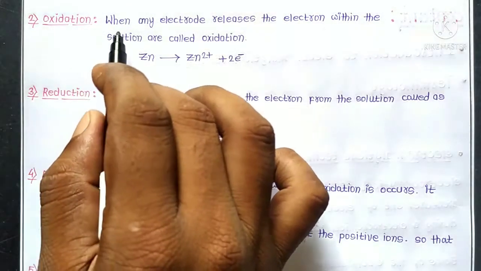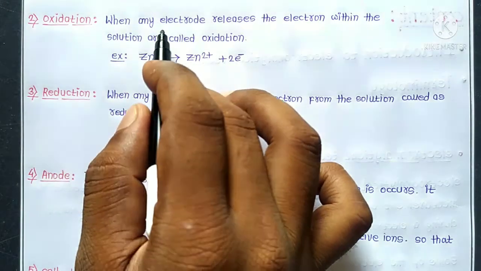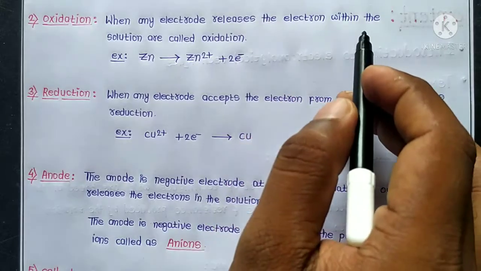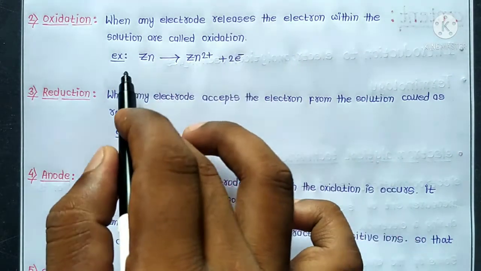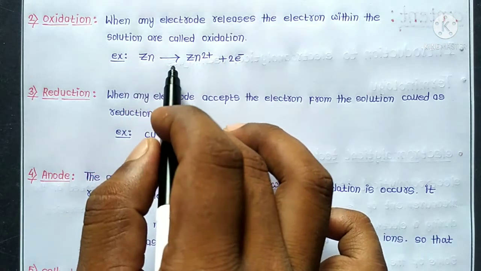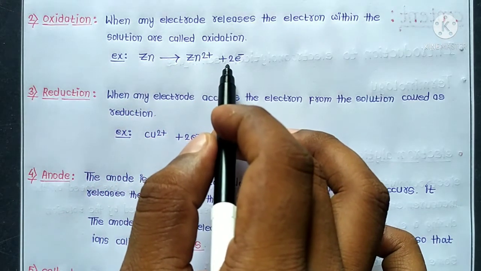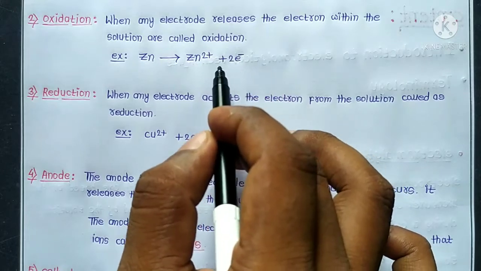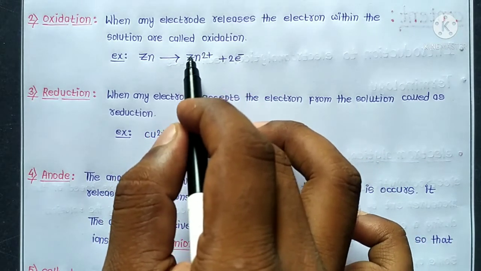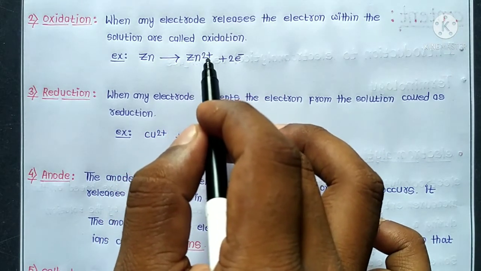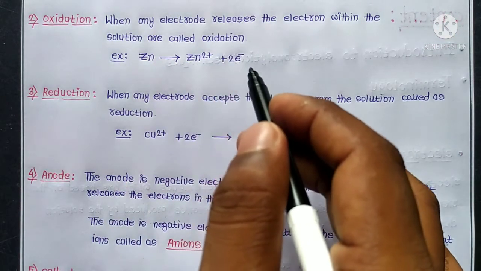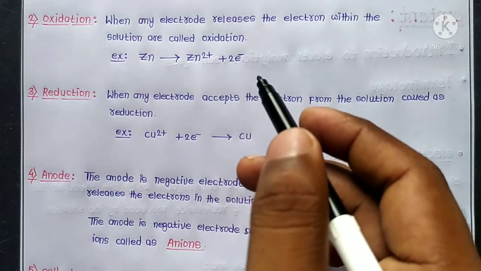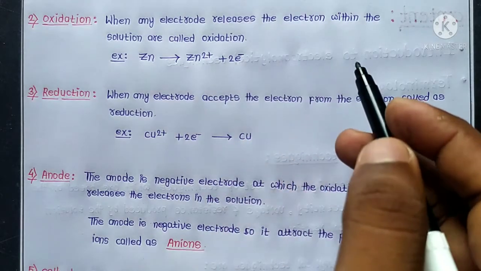Next one we have oxidation. Oxidation means when any electrode releases electrons within the solution. Suppose we have a zinc atom; when it is oxidized it releases 2 electrons and then becomes the zinc ion, Zn2+. This is called oxidation. So in electrochemistry and analytical chemistry, oxidation means release of electrons or loss of electrons.